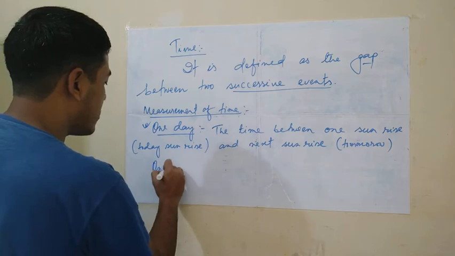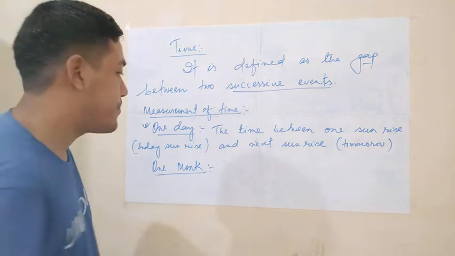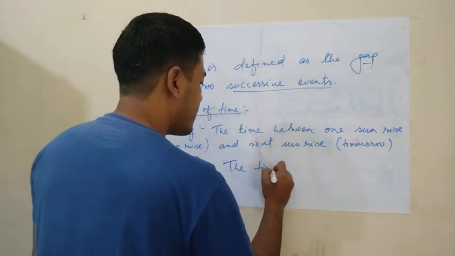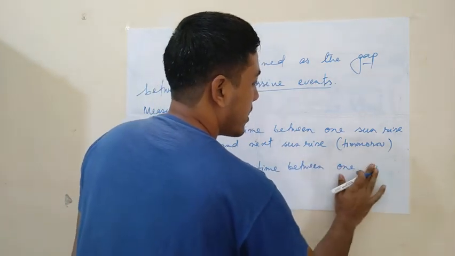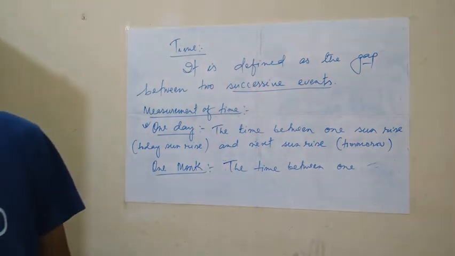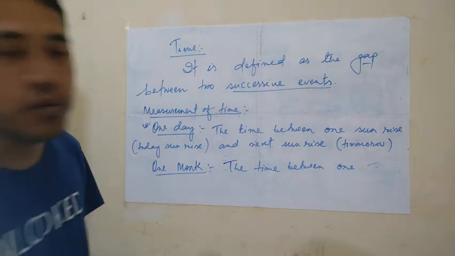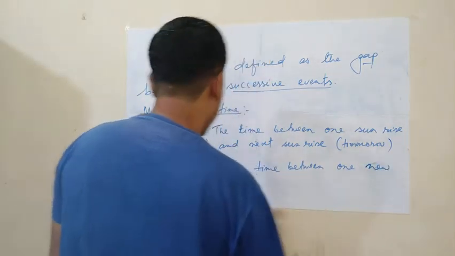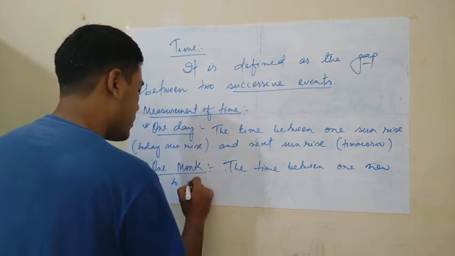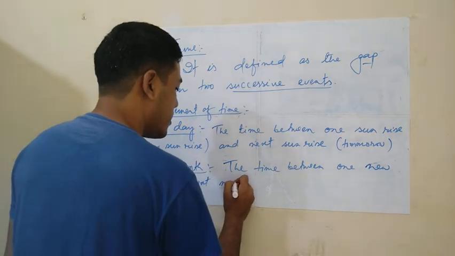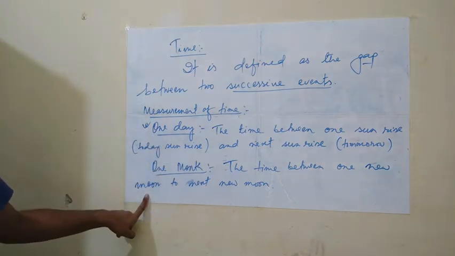What about one month? One month is the time between one new moon and the next new moon. This we can say is one month.